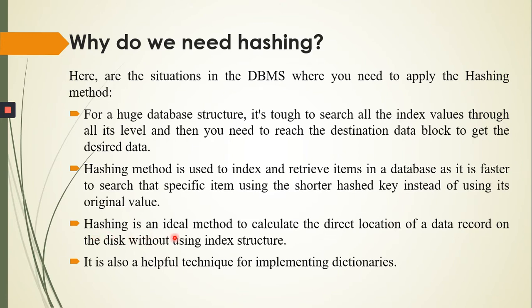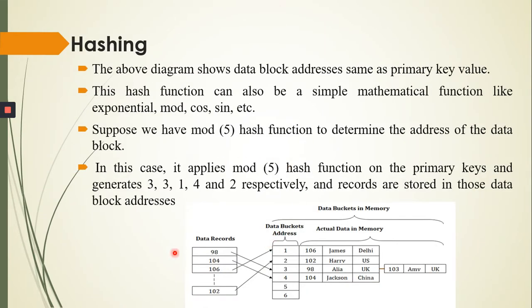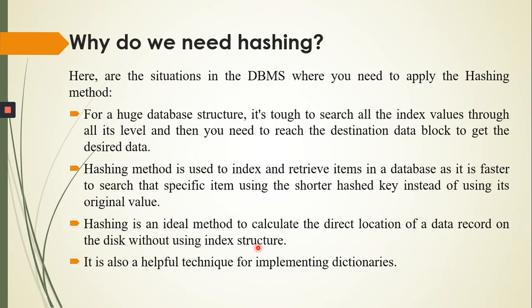Third, hashing is an ideal method to calculate the direct location of data records on the disk without using an index structure. We are using a hash function here, so we can directly get the address. It is also a helpful technique for implementing dictionaries. So hashing is used when the database is very huge and we want to get data very fast. The hashing method is very fast, and we can calculate the direct location using a hash function, and it is also useful to implement dictionaries. So we need hashing.